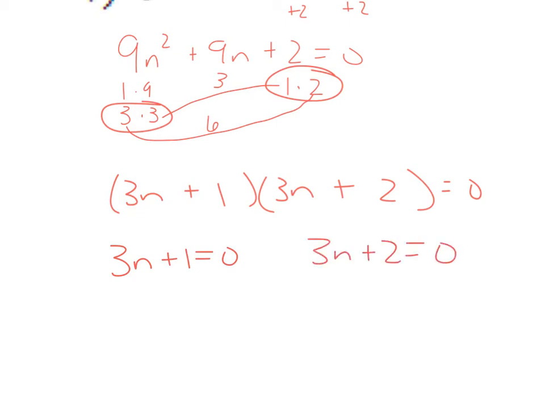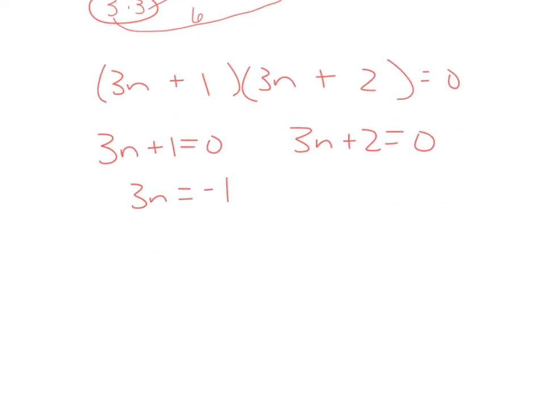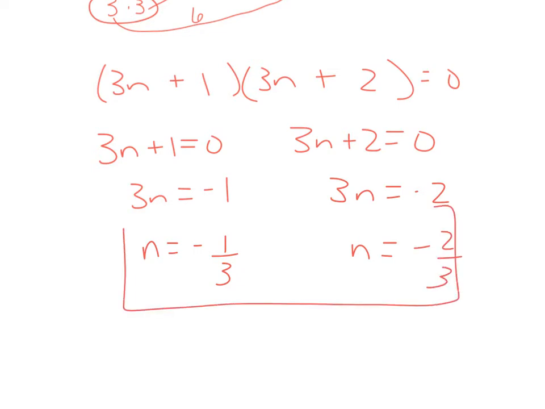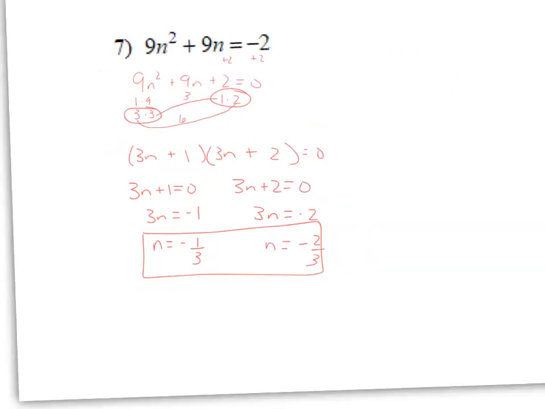Okay, now on the first one here, I'm going to subtract the 1 over and get 3n equals -1. And then I'm going to divide by 3 and get -1/3. On this one, I'm going to subtract the 2 over and then divide by 3 and get -2/3. And those are my solutions.